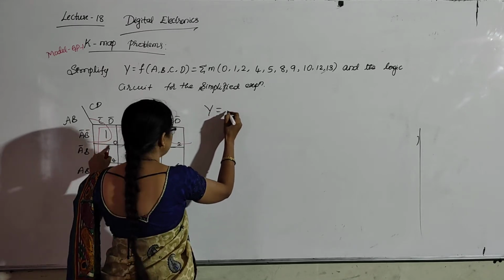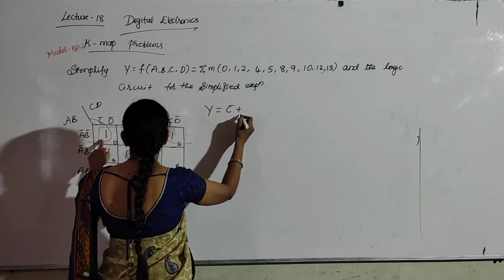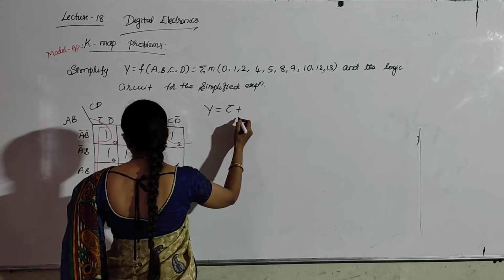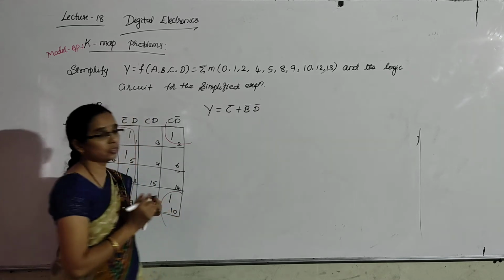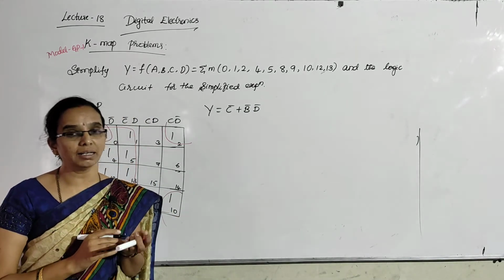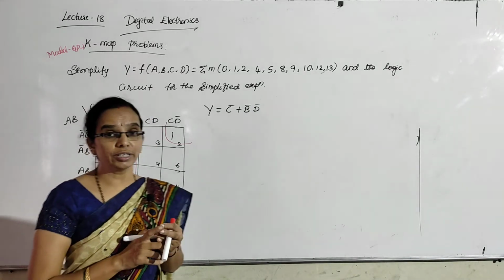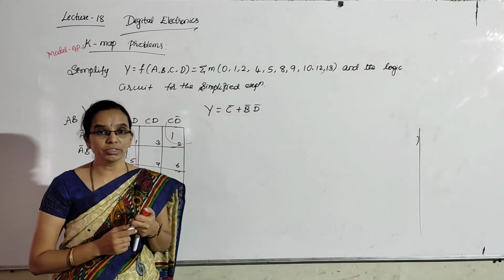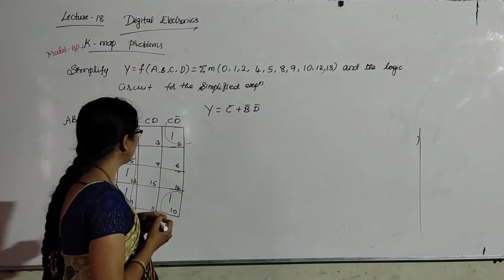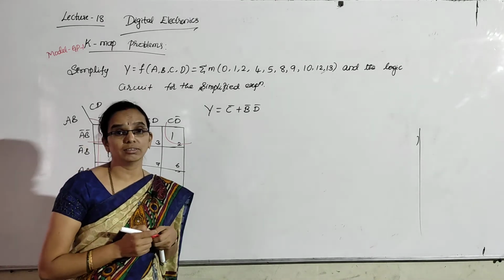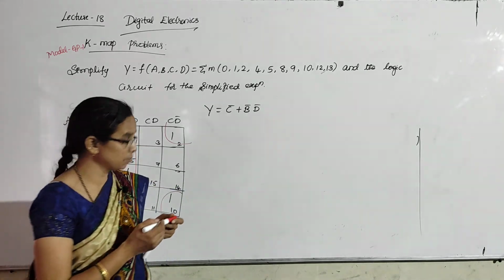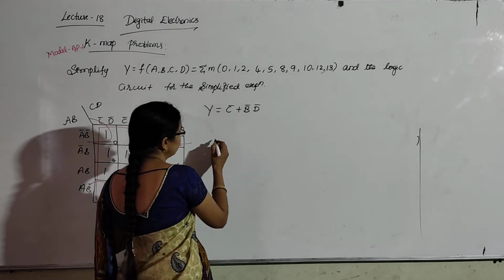It will be C bar plus, which is common, B bar D bar. So Y is equal to C bar plus B bar D bar. Now we should write the circuit for this using NAND gates. Only the logic circuit they have mentioned. Using NAND gates, we will draw as well as using basic gates.